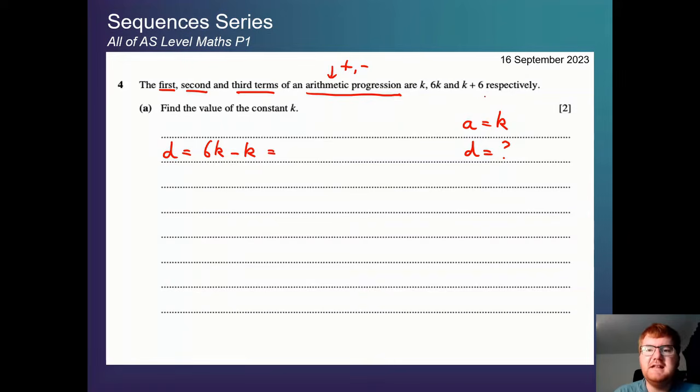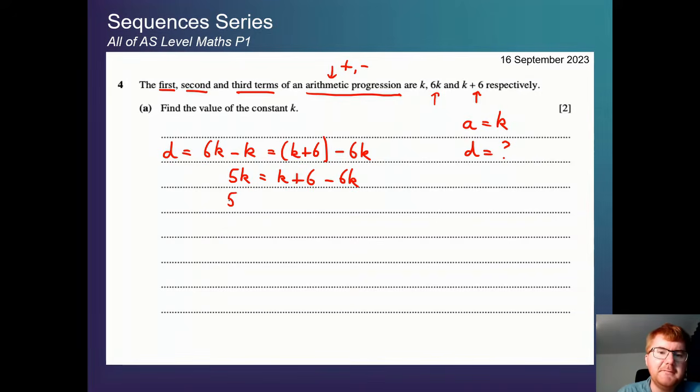Or we can say it's the third term minus the second term. So k plus 6, the third term, minus the second term. And notice now we actually have an equation to solve, because these two things must be equal to each other. So 6k minus k, that's just 5k. Again, we can just write this out in full.